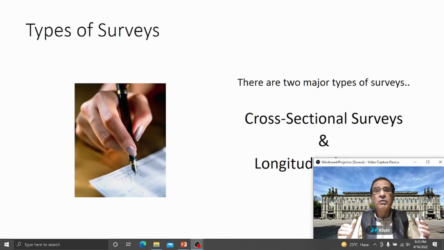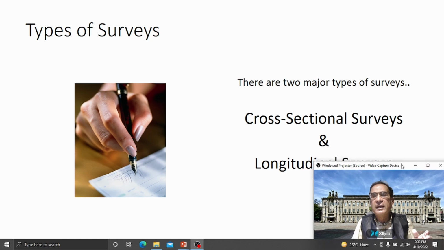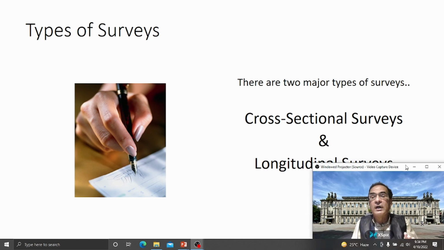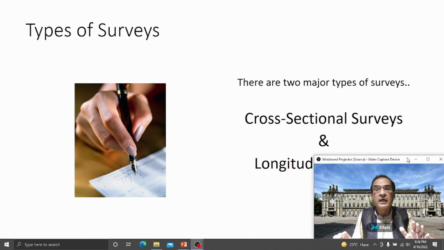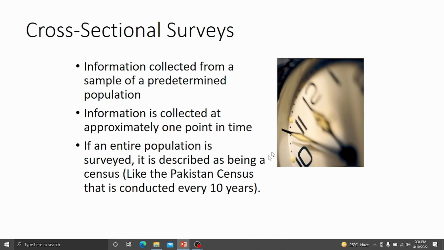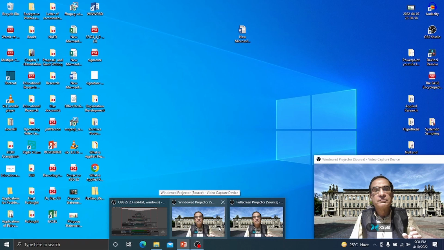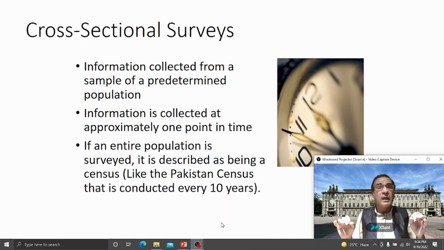So now I would like to discuss the types of survey, and as you know, there are two main types of survey. One is the cross-sectional survey and the second is the longitudinal survey. Now I want to discuss these two types of survey one by one. So first, the cross-sectional survey.